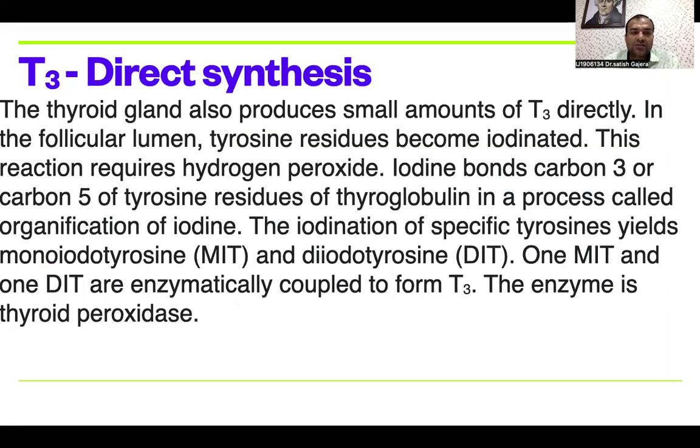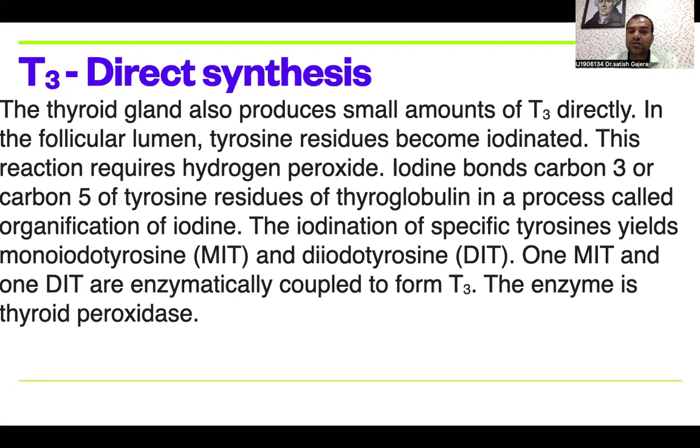In direct synthesis, the thyroid gland also produces small amounts of T3 directly, about 20%. In the follicular lumen, tyrosine residues become iodinated. This reaction requires hydrogen peroxide, and iodine bonds to carbon 3 or carbon 5 of tyrosine residues of the thyroglobulin in a process called organification of iodine.